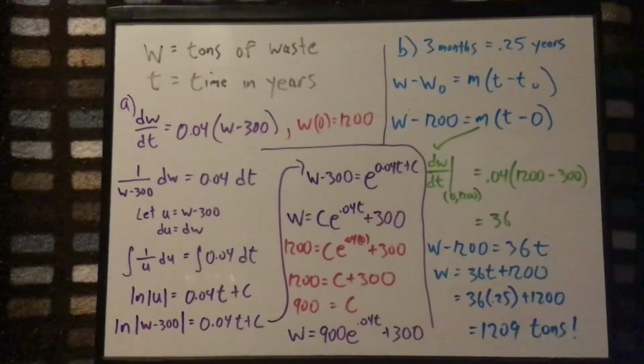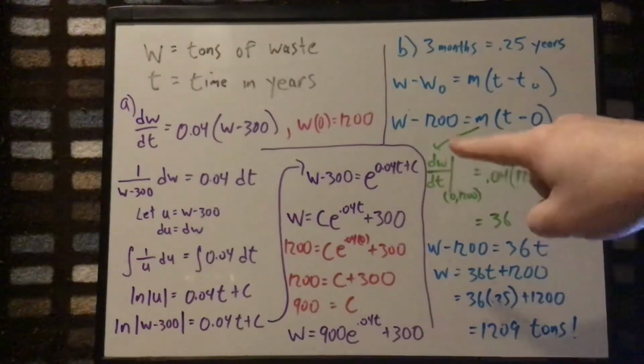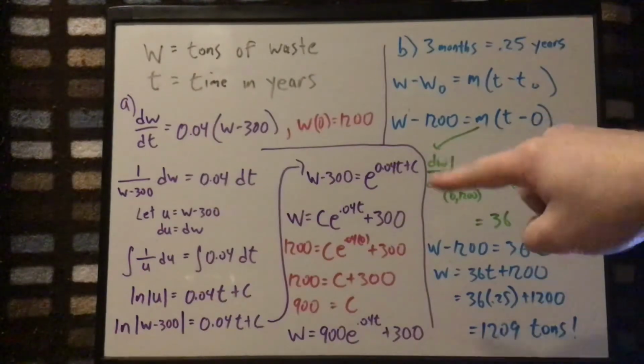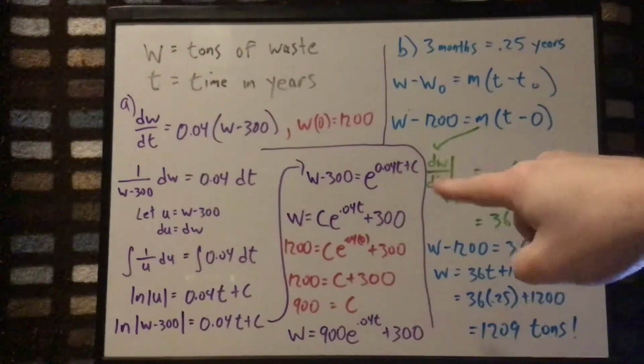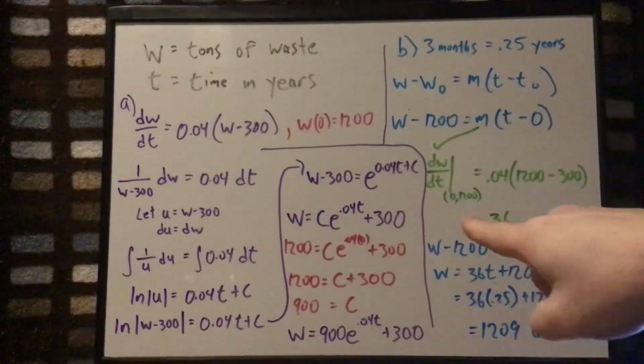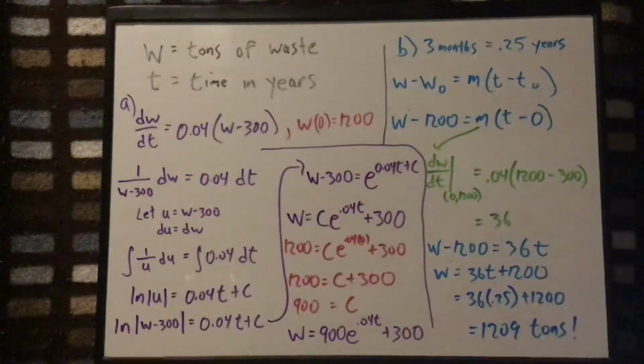Now, what's the slope? Remember, the slope is the derivative. So I'm going to find that slope by using dw dt. Namely, I'm going to use dw dt at the spot I'm doing the tangent line approximation. So I want the derivative evaluated at 0, 1200. Once again, t0, w 1200.